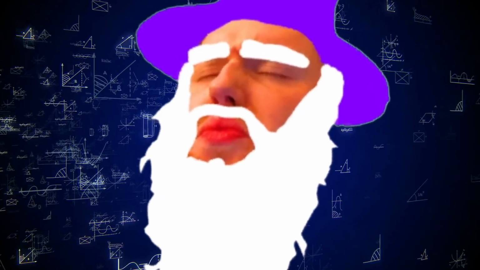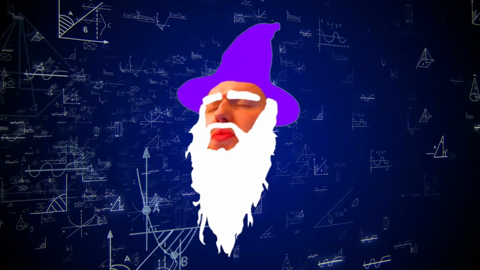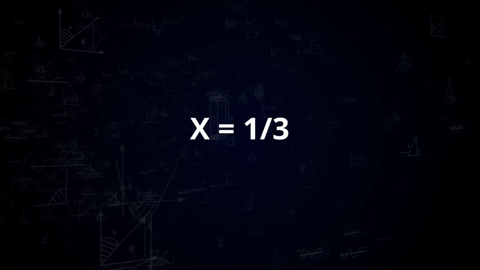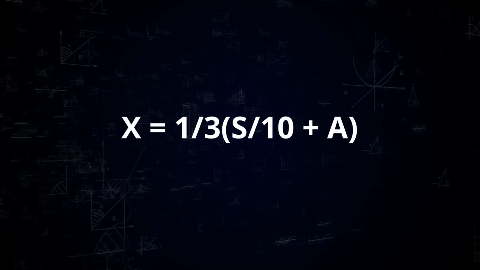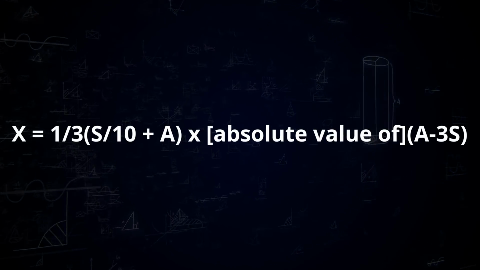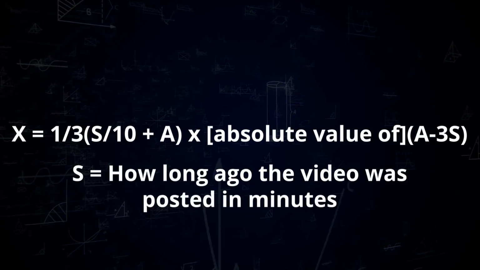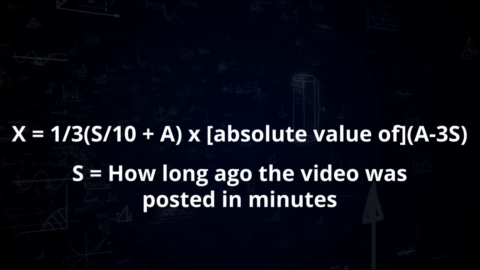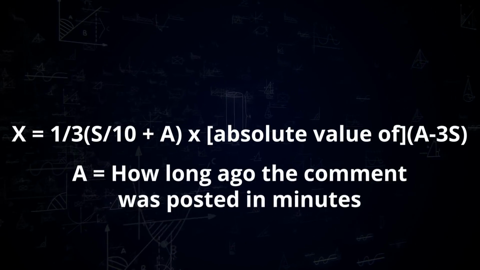But wait, there's more. The timing variable. To calculate this, we must do the following calculation. X equals 1 divided by 3, in brackets S divided by 10 plus A times the absolute value of, in brackets A minus 3S. X being the timing variable itself, S being how long ago the video was posted in minutes, and A being how long ago the comment was posted in minutes.